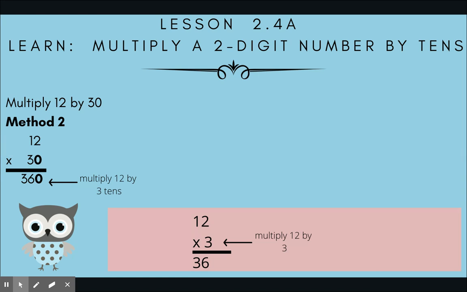Here's the second method. Another way you can do it is the traditional writing it down way, where you write down 12 times 3 is 36. You're just figuring out 12 times 3 first, and then you're adding a 0 to make it 12 times 30. So you're multiplying 12 by 3 groups of 10, and you're adding that 0.